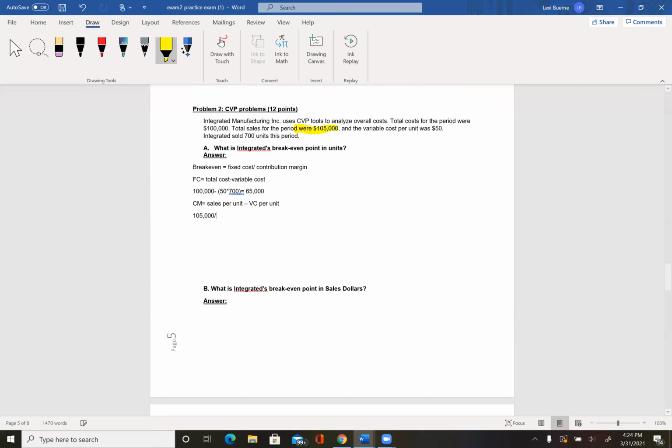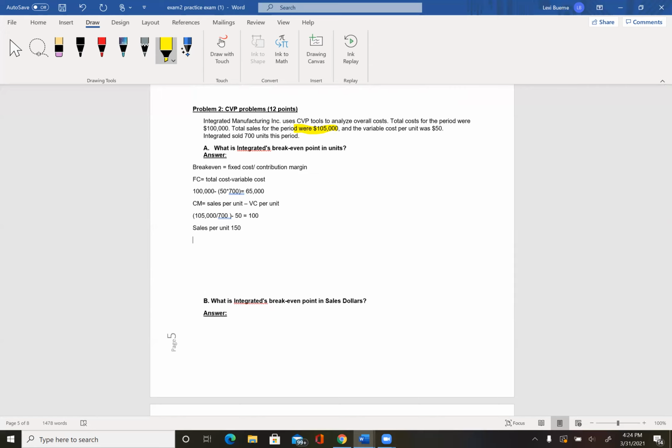And you're going to divide that by the number of units sold. And then you're going to subtract out the variable cost per unit, which is given, which is 50. And that is going to give you 100. And just so you are aware, the sales per unit is 150.